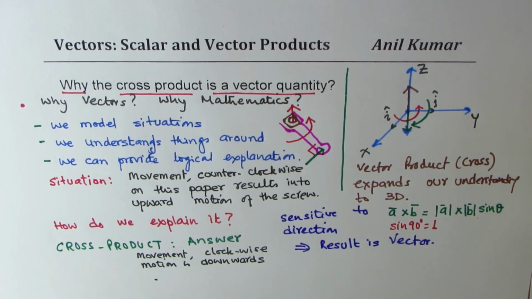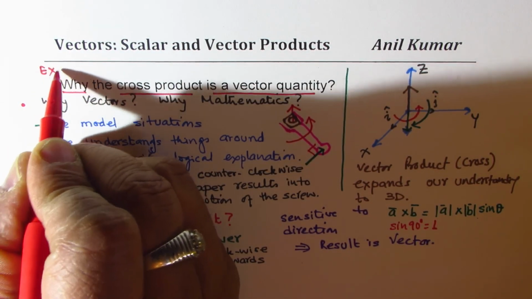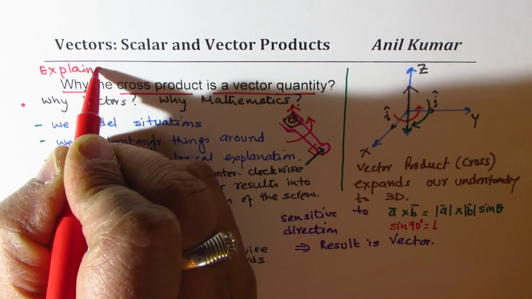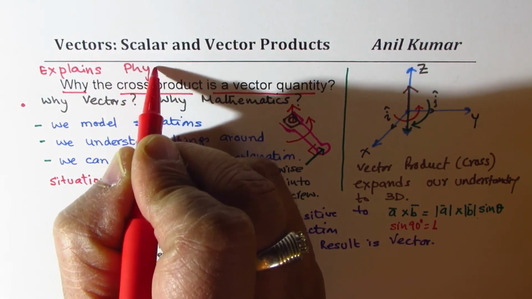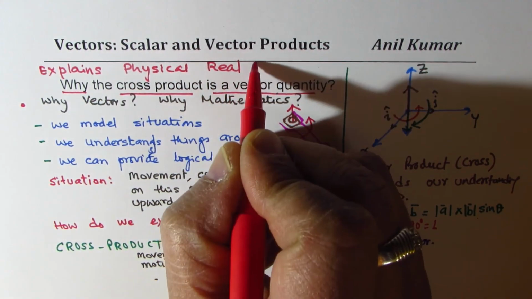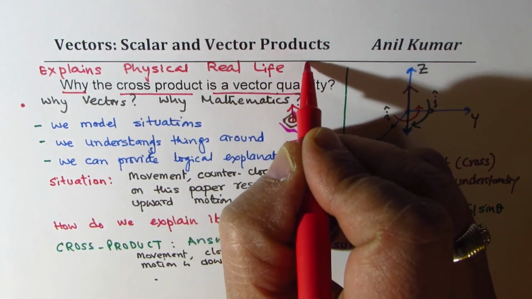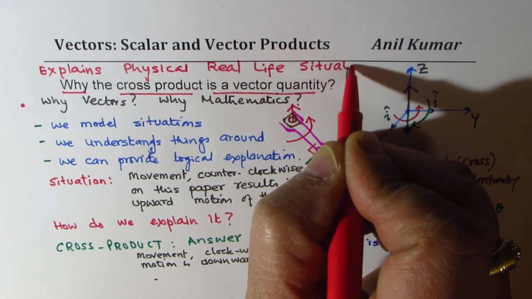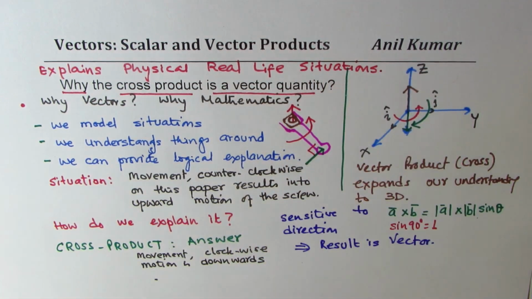So it is really a vector quantity designed because of its use to explain physical, real life situations, right? Perfect. So that is how we could give some sort of explanation to this.